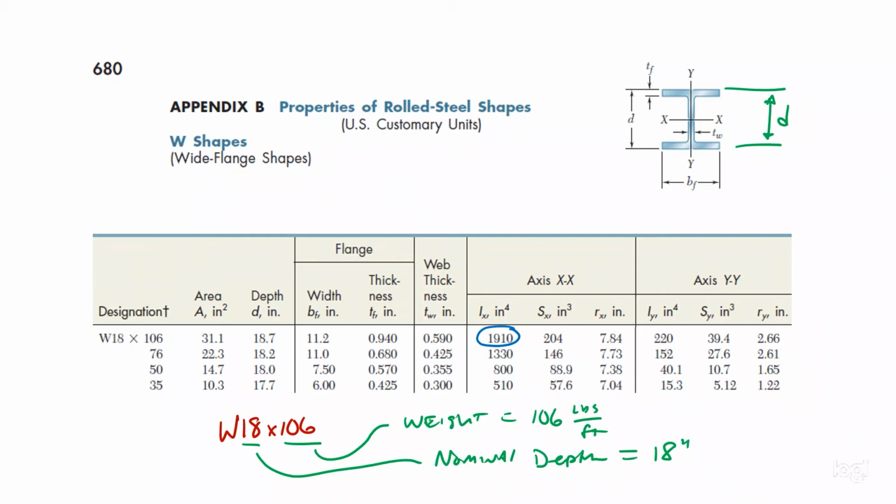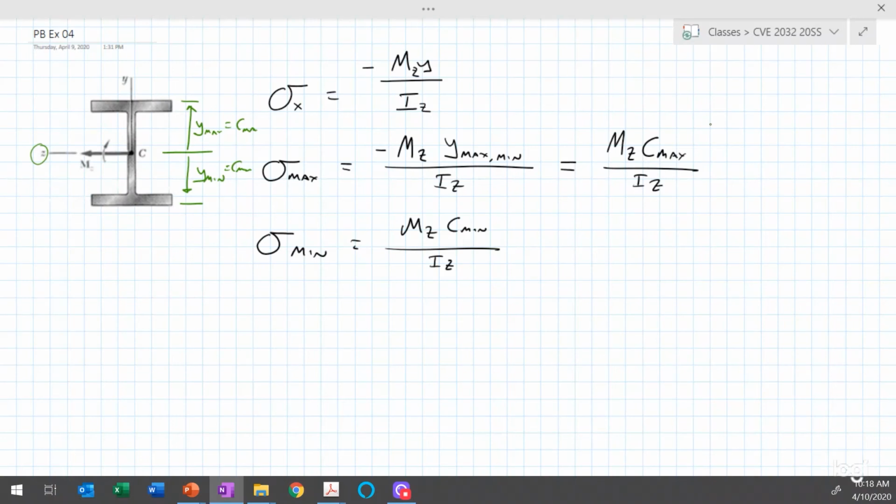Now, in this table, it's tabulated as I sub x, but that's the horizontal axis through the section of the beam. So when we go back over to our work here in OneNote, we know that I sub x in the table is equal to I sub z here. So I'm going to write this down. I'm going to work in the context of sigma max. So sigma max is equal to M sub z times c max divided by I. So let me go ahead and write in I before I forget what that number is. It's 1910 inches to the fourth.